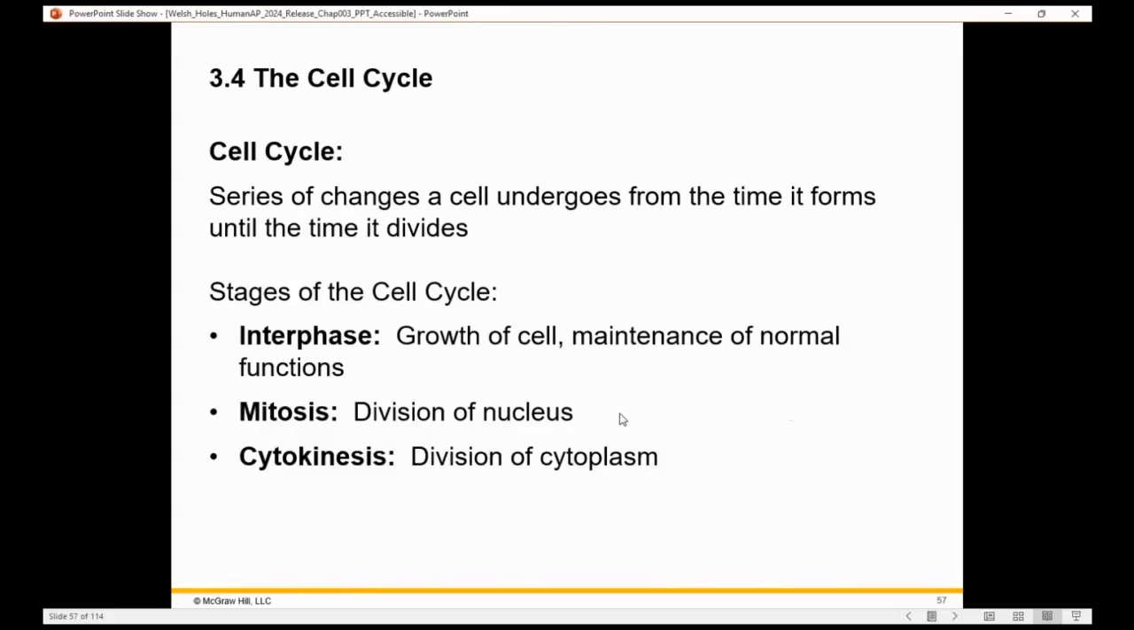But when they decide they have to reproduce, they go into mitosis. Now, mitosis specifically means division of the nucleus. And then after the nucleus divides, the entire cell will divide. So when the cytoplasm divides, the plasma membrane, we call that cytokinesis.